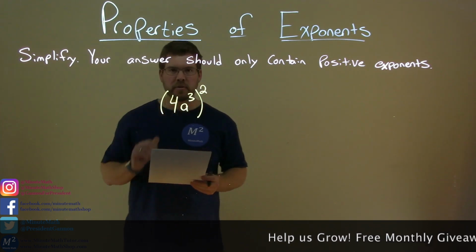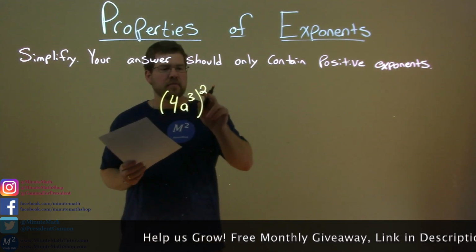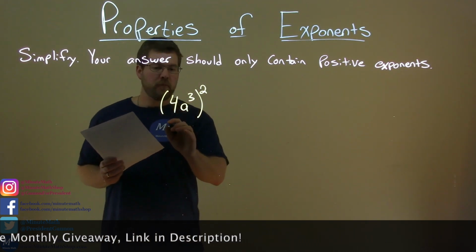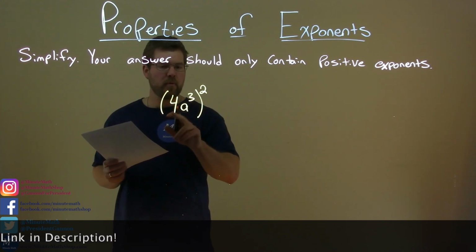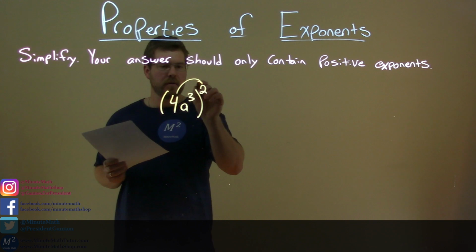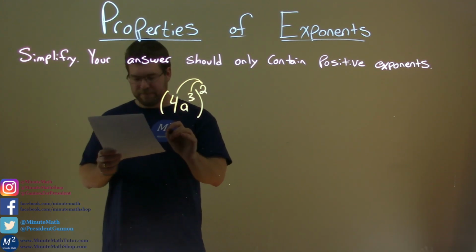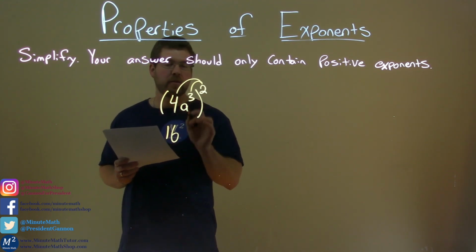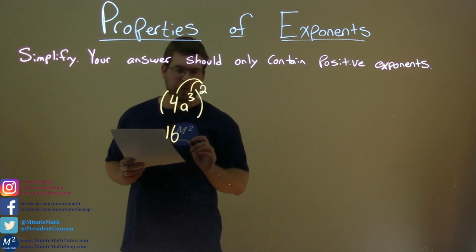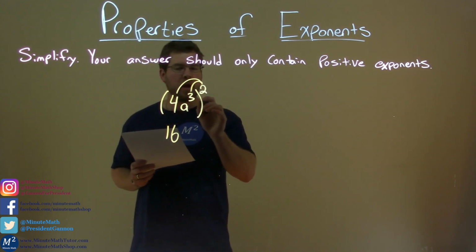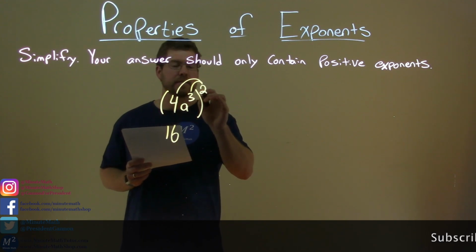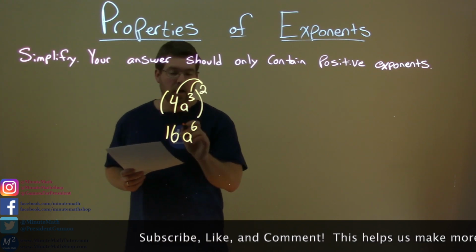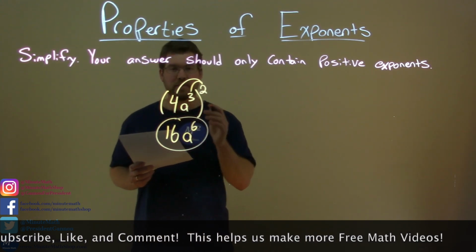4a to the 3rd power, all to the 2nd power. Well, what do I do first here? Well, I want to take this squared here and apply it to the 4 and a to the 3rd power. So 4 squared, now I'm going to kind of jump this step. 4 squared, apply that here, right? 4 squared is 16, okay? Now we have a to the 3rd power all squared, okay? Well, a to the 3rd power all squared, we multiply the exponents here. 3 times 2 is 6, so we have a to the 6th power, and now we're done. Our final answer here is 16a to the 6th power.